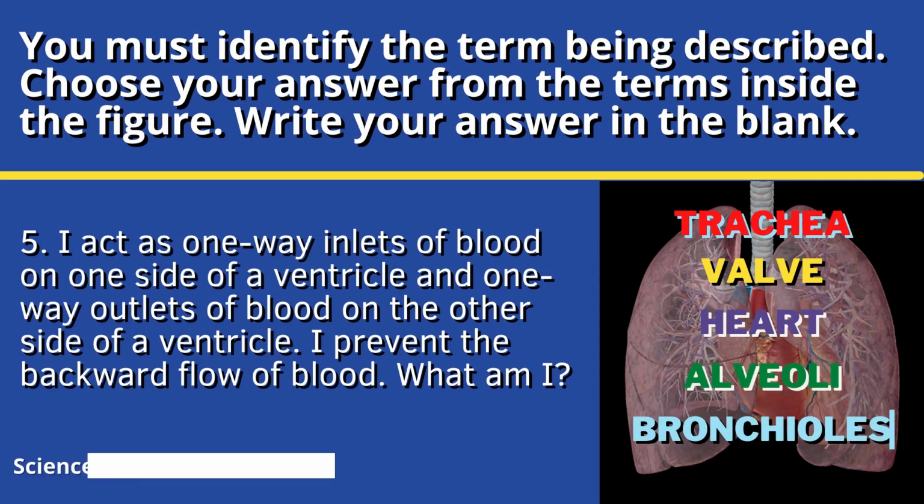Number 5. I act as one-way inlets of blood on one side of a ventricle and one-way outlets of blood on the other side of a ventricle. I prevent the backward flow of blood. What am I?